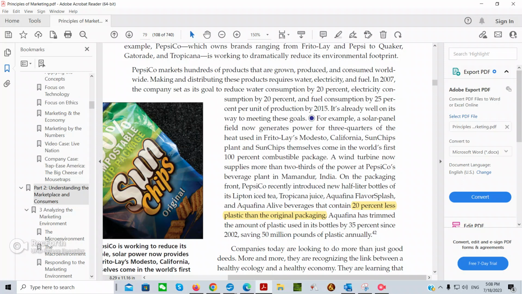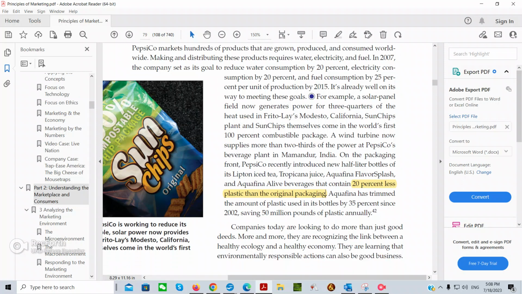Remember how they partnered with other companies as intermediaries? When they partner with the intermediaries, they give them specific information on what to manufacture for the packaging, because the packaging itself also adds value to the brand. Okay? Aquafina has trimmed the amount of plastic used in its bottles by 35% since 2002, saving 50 million pounds of plastic annually.